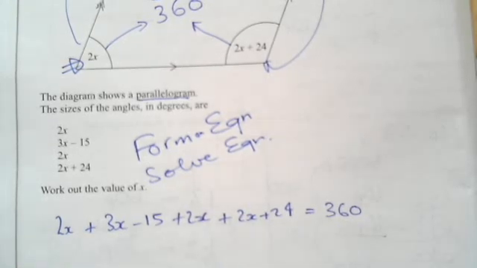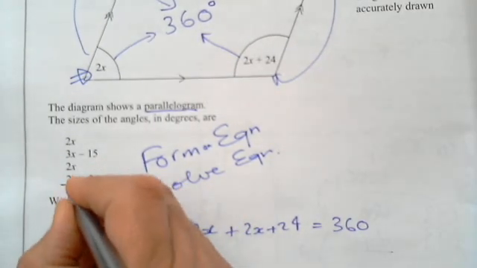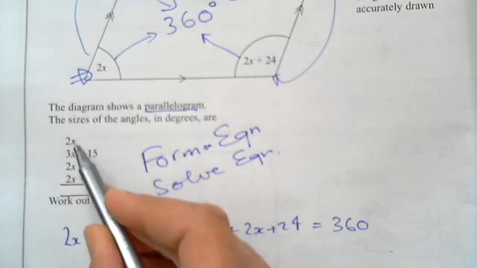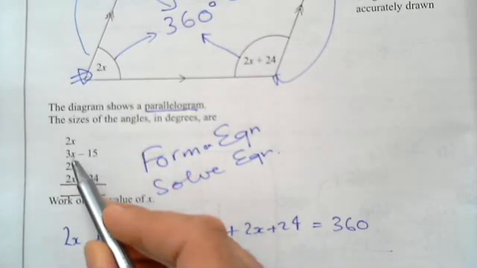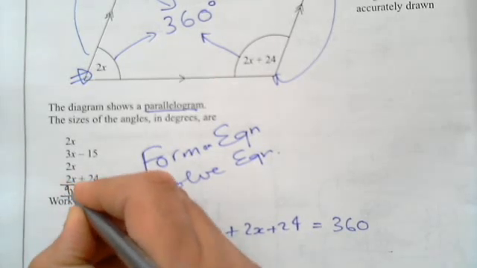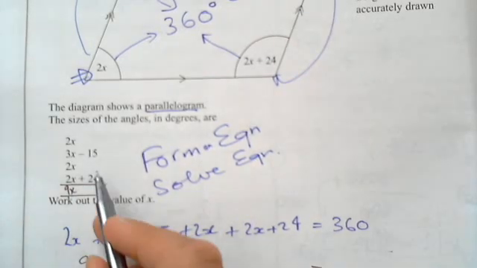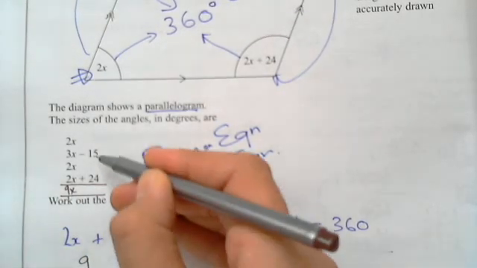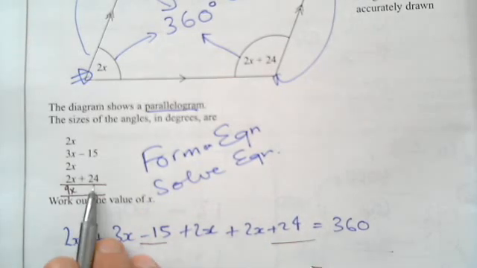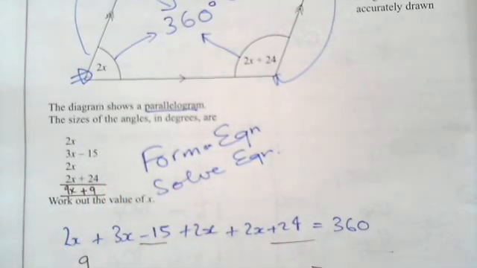Let's change color. So let's look at our x terms. Oh, we can actually use this on top here to help us. 2x add 3x will give you 5x. 5x add 2x will give you 7x. 7x add 2x will give you 9x. Now, we have a minus 15 and plus 24, which is the same as 24 take away 15, which will give you 9.